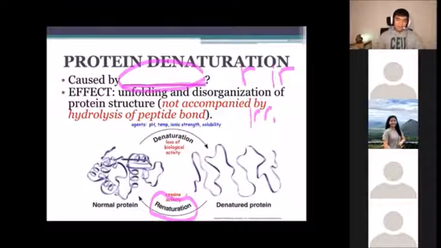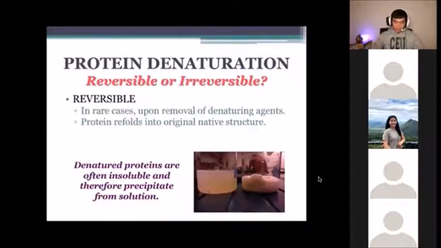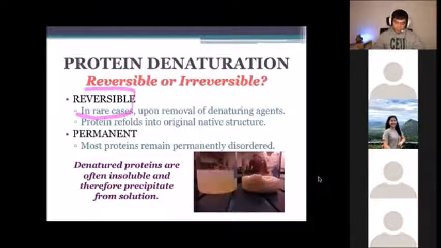Okay. And then, guys, pakibasa silently yung effect na nakalagay dyan. Yung effect ba, naintindihan na ba yung ibig sabihin nito based on my discussion? Unfolding and disorganization not accompanied by hydrolysis of peptide bond. Okay? So, ang hydrolysis lang ang makakasira ng peptide bonds. So, next. Ito na yon, nasabi ko, commonly, irreversible siya. Kaya nga nakalagay sa reversible rare cases. Okay? Yun lang ang tandaan nyo sa part na yan. Overall, naintindihan ang protein denaturation. How about the others? Okay pa kayo?